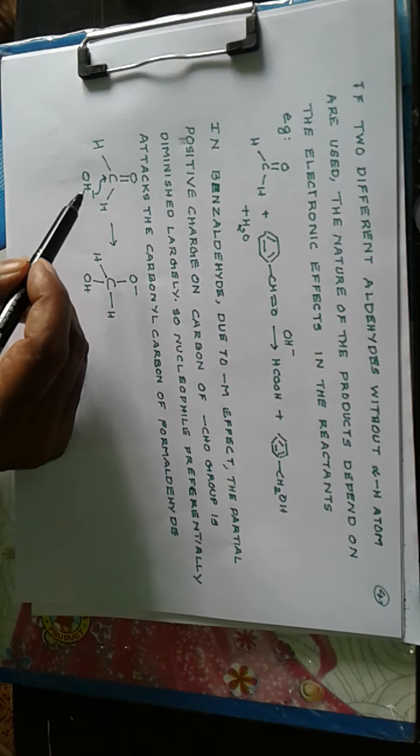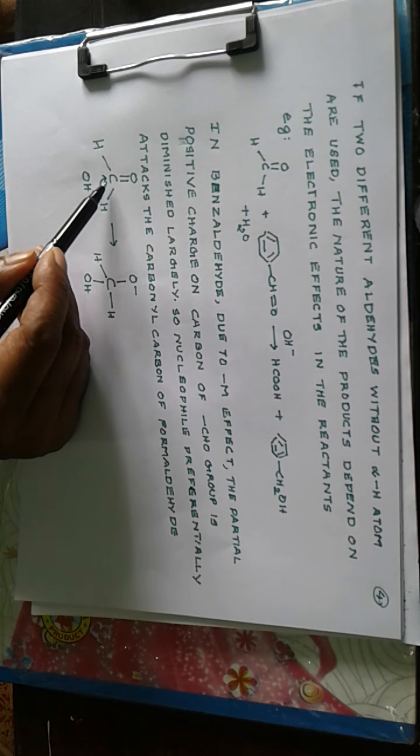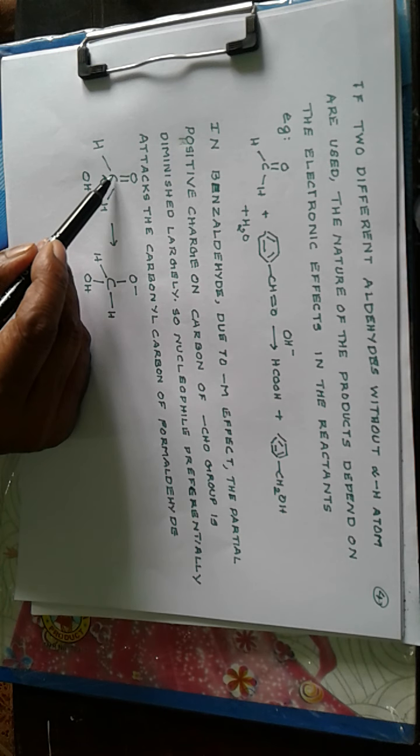Now, if two different aldehydes without alpha hydrogen atom are used, the nature of the product depends on the electronic effects in the reactants. Now, the mechanism is initial attack of OH negative on the carbonyl carbon, that is a nucleophilic attack. Now, this nucleophilic attack depends on the extent of positive charge carried by this carbonyl carbon.